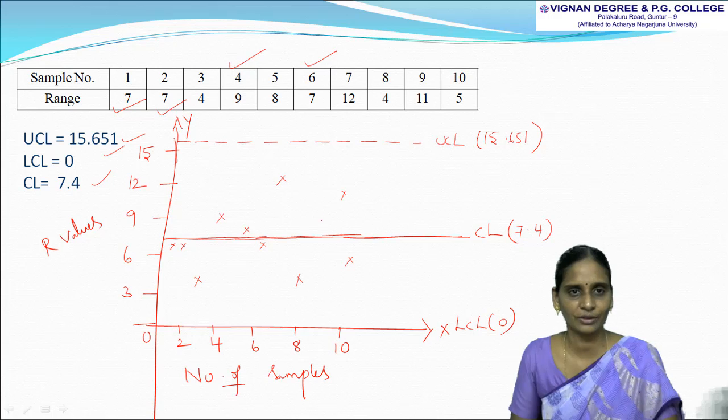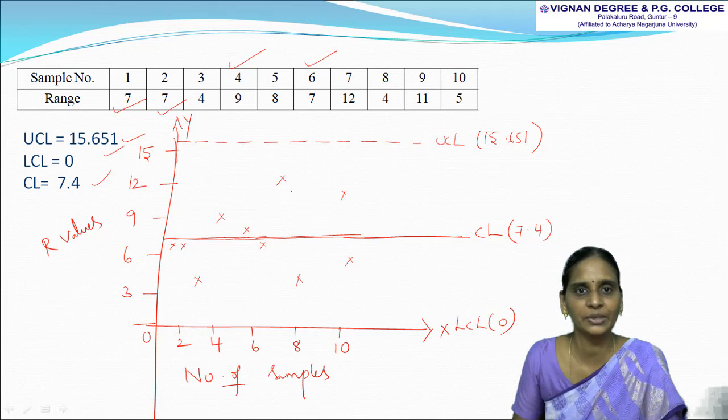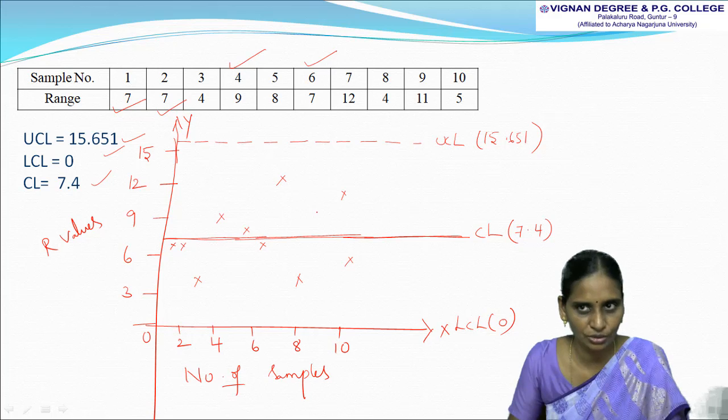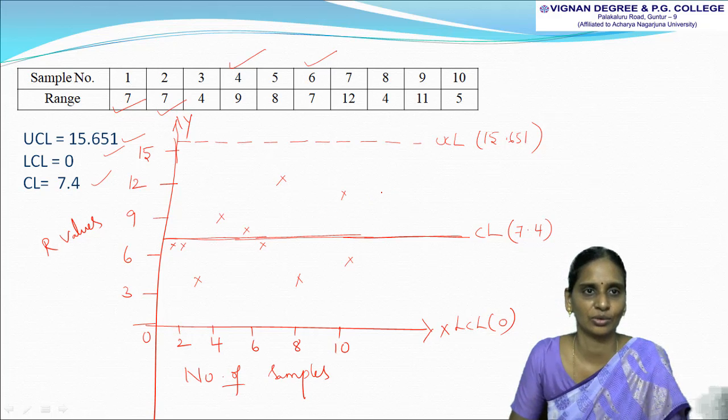So here we have to observe all the sample points, that is the range values. If the range values are within the control limits, then our chart shows that the process is under control.